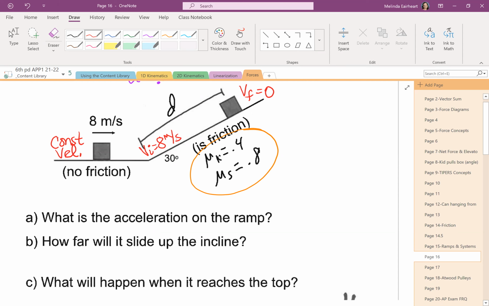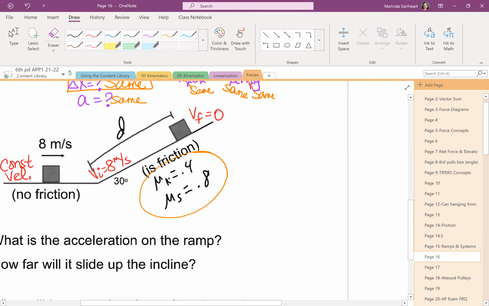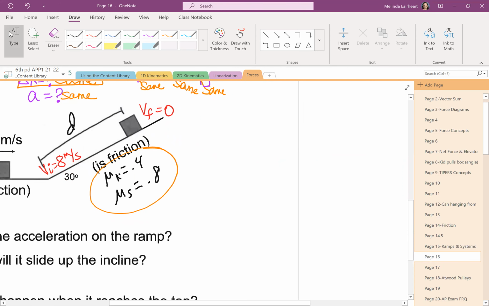Should we use kinematics or forces to find the acceleration? If you're like, oh, I love kinematics now, all they gave us are 2 velocities. Is that enough to find acceleration? No. And so let's use forces. Step 1 with forces, do what? Draw a diagram. And so let's draw a diagram when it's on the ramp.